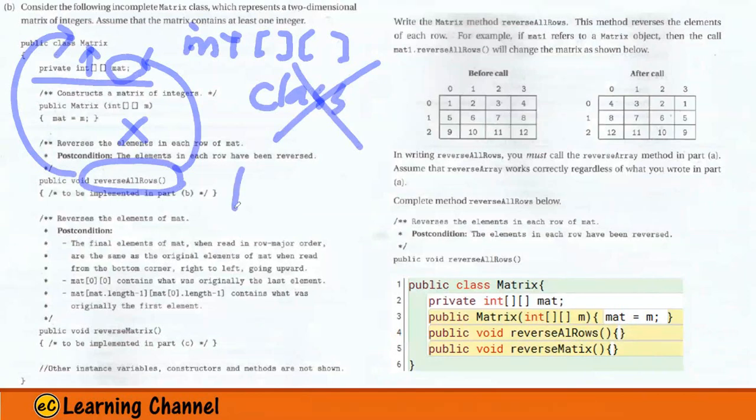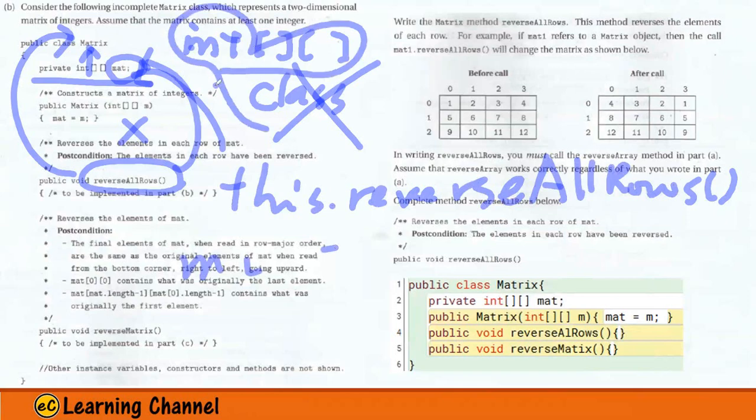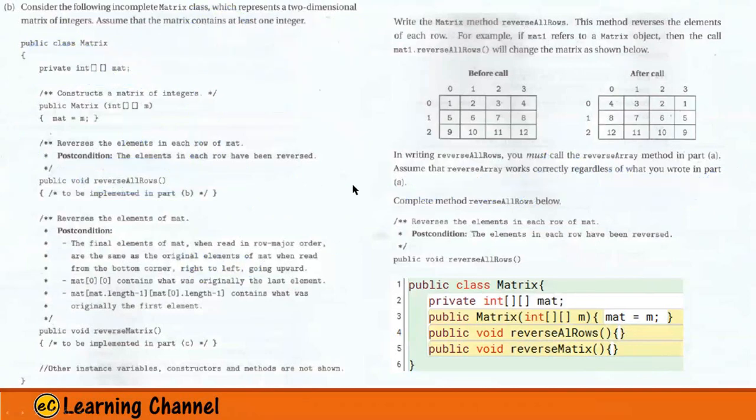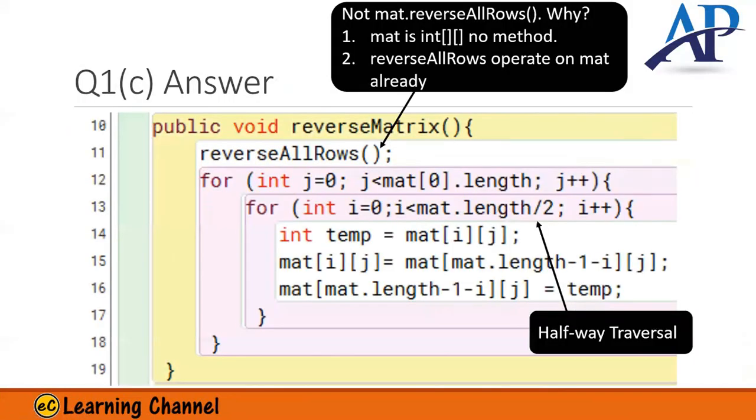Okay. So actually, we are calling this reverse all rows. It does not work on this math. It's not math dot reverse, because math itself is an integer array. It doesn't have the method you want. Okay, so that's the key point for this one. Other than that, this one is not really that hard.